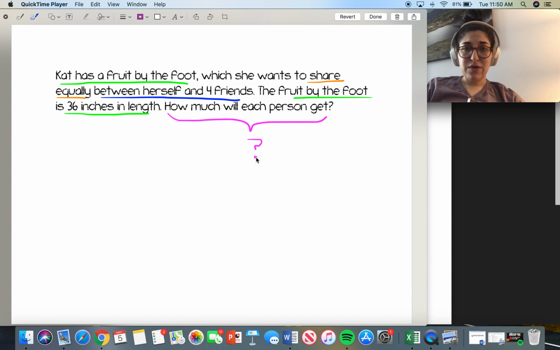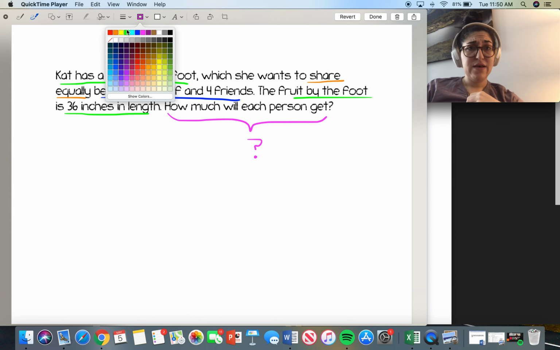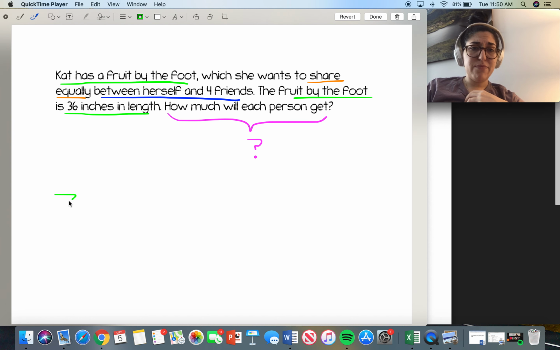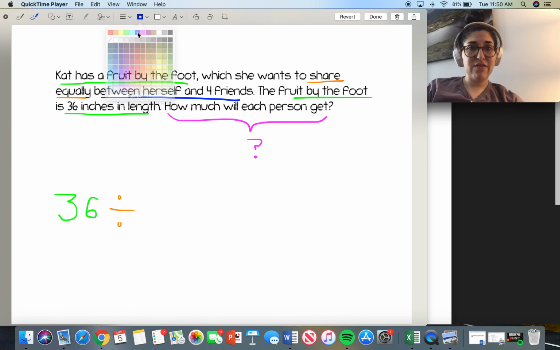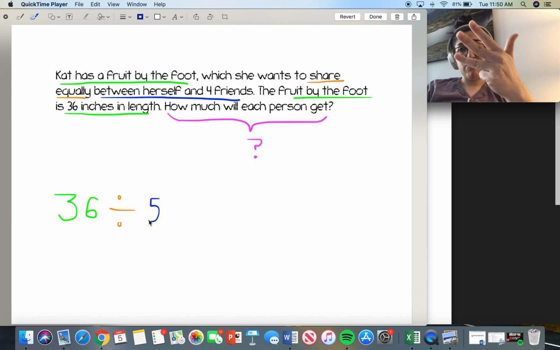So what do I know here? I know that I have something that is 36 inches in length. And I know I want to share it equally. When I'm sharing equally, I'm dividing the whole by the number of groups that I'm trying to make. In this case, I'm trying to make 5 groups, because Kat plus her 4 friends. So here I have 36 divided by 5.